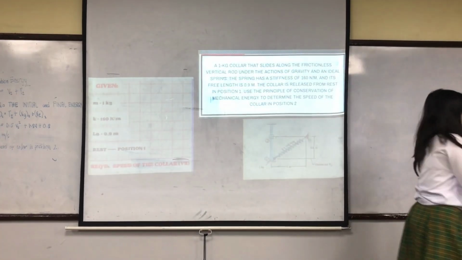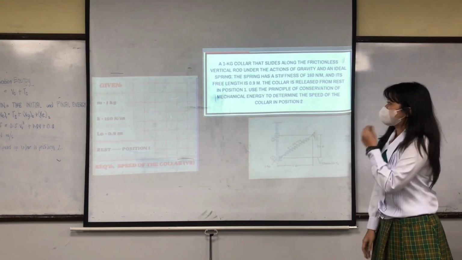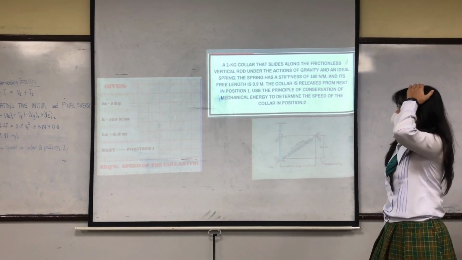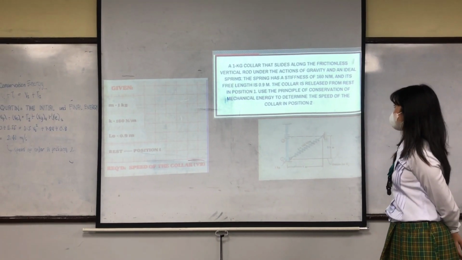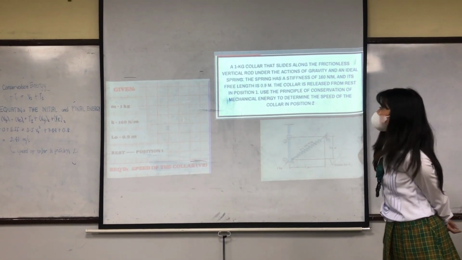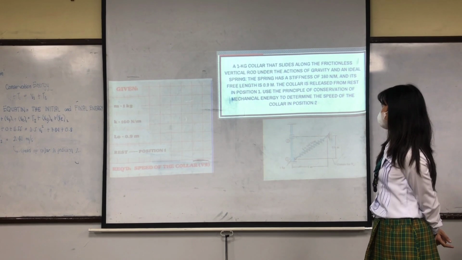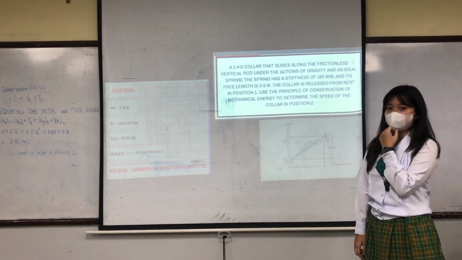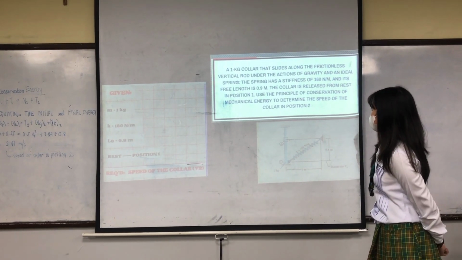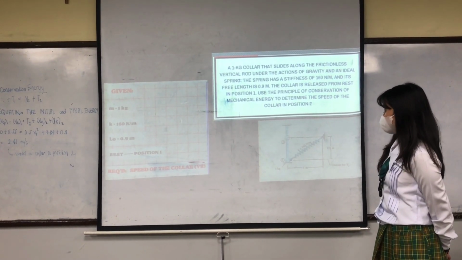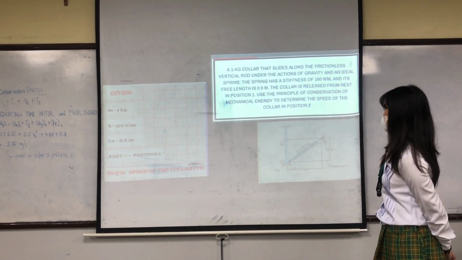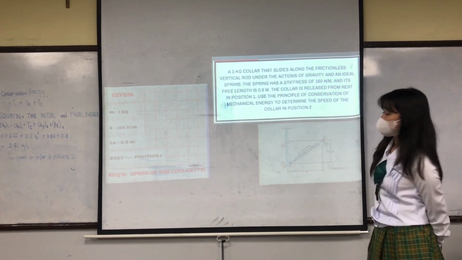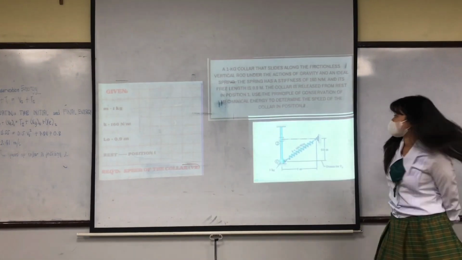So here is our problem. Let me read it for you guys. A 1 kilogram collar slides along a frictionless vertical rod under the action of gravity and an ideal spring. The spring has a stiffness of 160 newtons per meter and its free length is 0.9 meters. The collar is released from rest in position 1. Use the principle of conservation of mechanical energy to determine the speed of the collar in position 2. So this is the diagram.